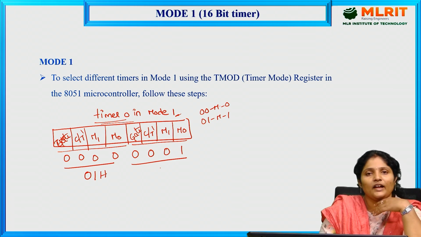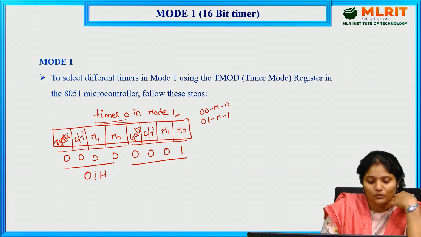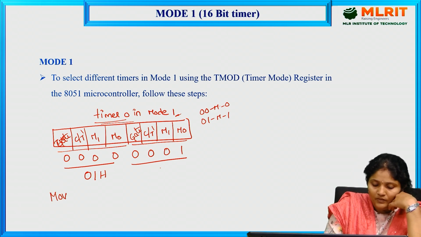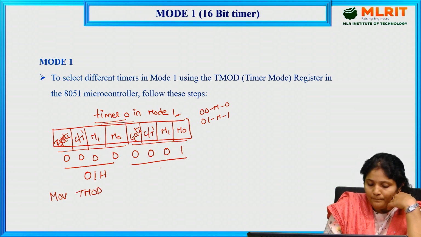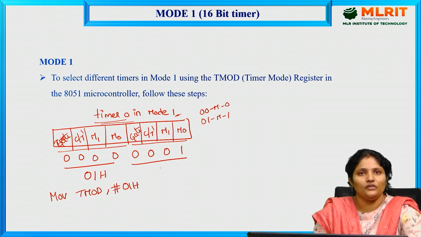So what is the value I need to keep in TMOD to select timer 0 and mode 1? MOV TMOD, comma, hash 01H. This is how I will be selecting.